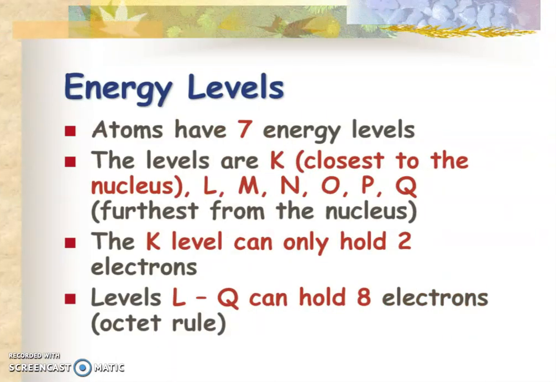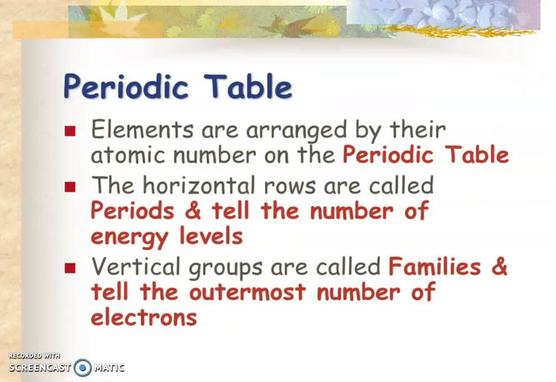Now energy levels. Atoms have 7 energy levels. The levels are K closest to the nucleus, then L, M, N, O, P, Q farthest from the nucleus. The K level can only hold 2 electrons, and levels L and beyond can hold 8 electrons, the octet rule.